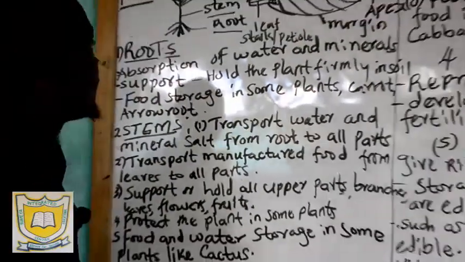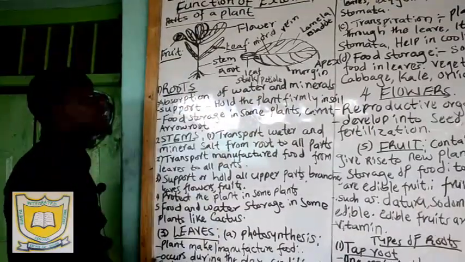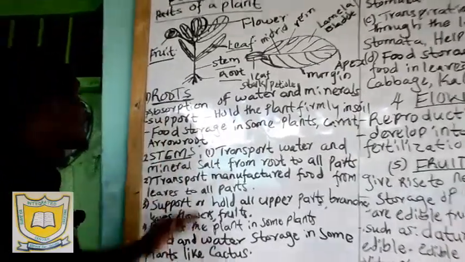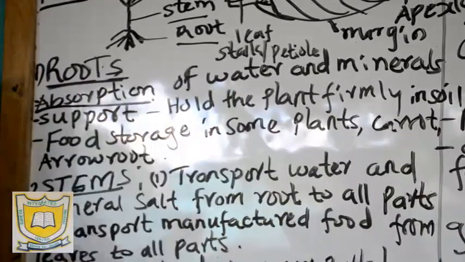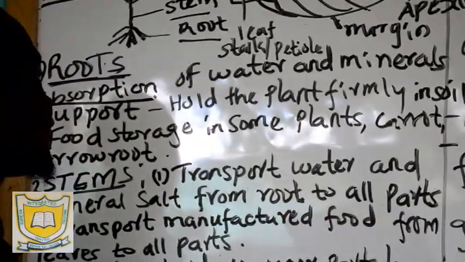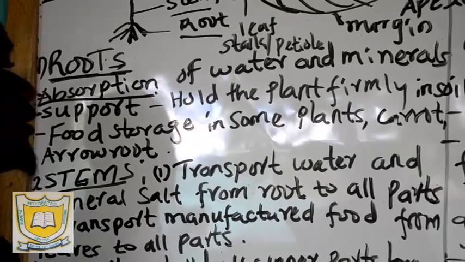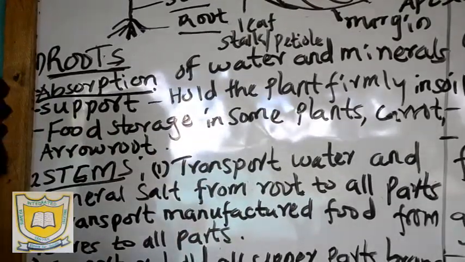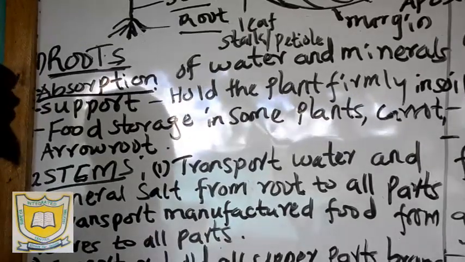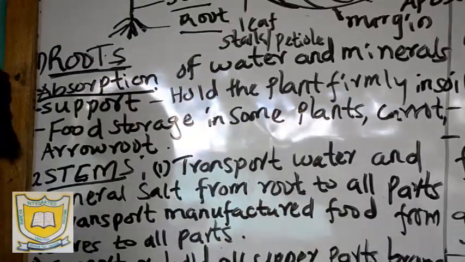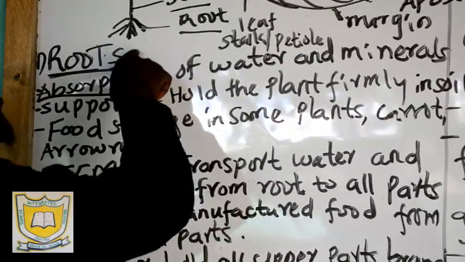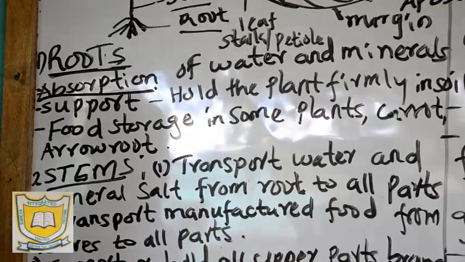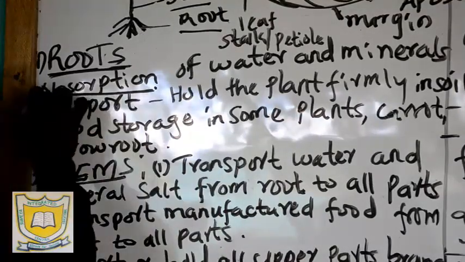Now, we move straight to the first part of the plant, which is the root. We are going to discuss the function of the root. Number one, a very common function is the absorption of water and mineral salts. The root hairs help in trapping the water from the soil. The water is absorbed by the roots, but it is transported by the stem to the other parts of the plant. That is the first function of the root.